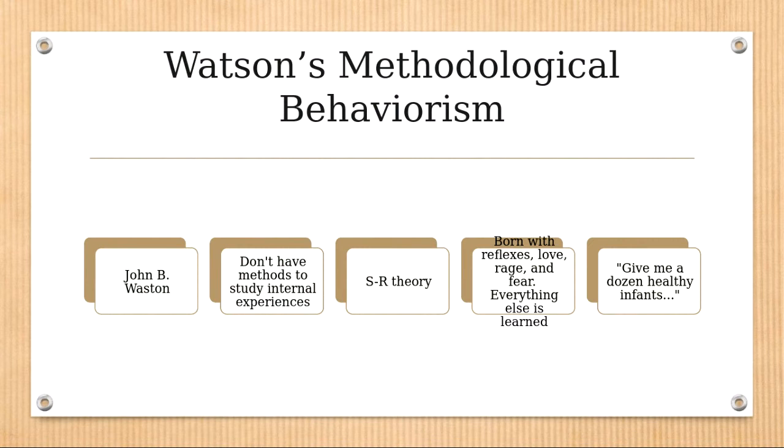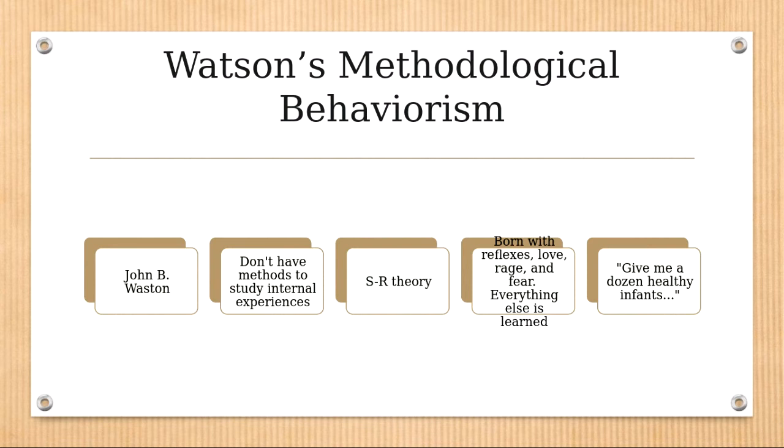You will also notice that he said, give me a dozen healthy infants well formed. That was him recognizing the fact that sometimes there really are physical limitations, and because of the physical limitations, there might be certain things that a person cannot do. But if you give me a healthy infant, let me control their environment, I can make them into anything that I want that infant to be.